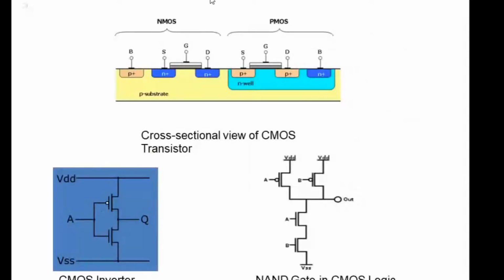The basic building blocks NMOS and PMOS gave rise to the CMOS integrated circuit family. In every CMOS, you have an equal number of NMOS and PMOS. For example, in the CMOS inverter, you have one NMOS and one PMOS. In a NAND gate, you have two NMOS and two PMOS.